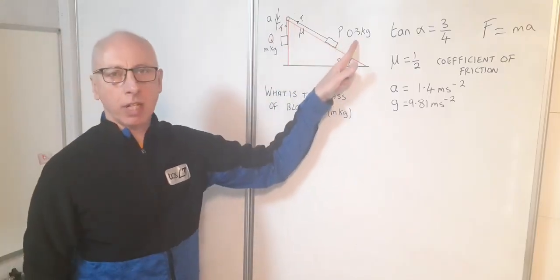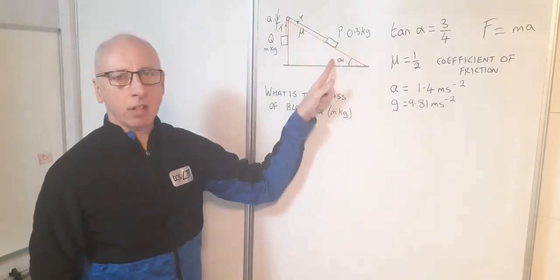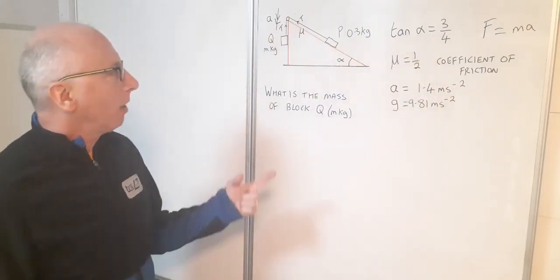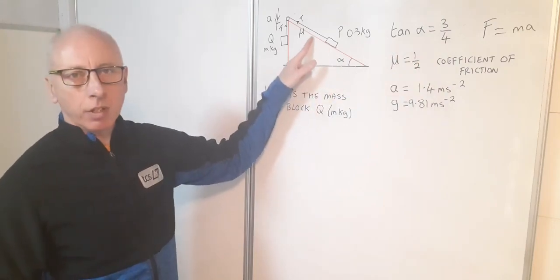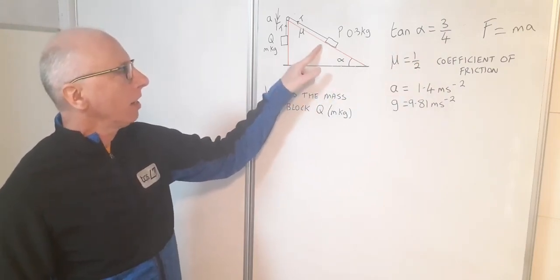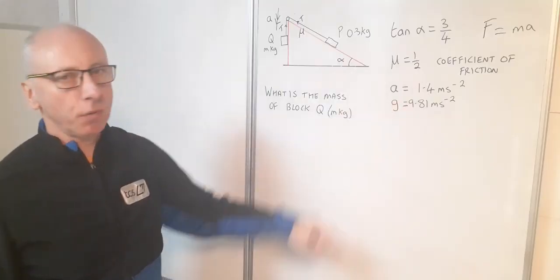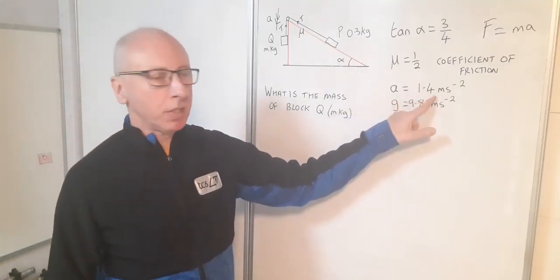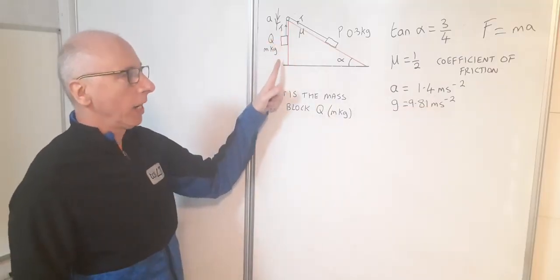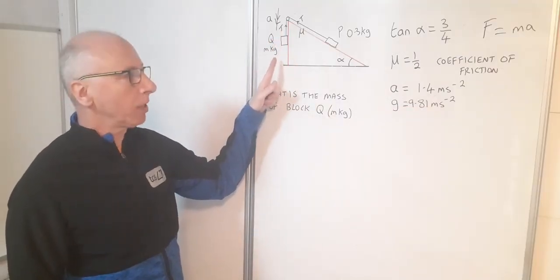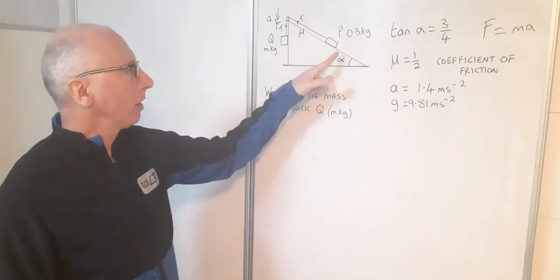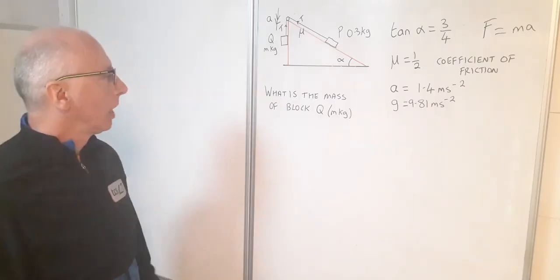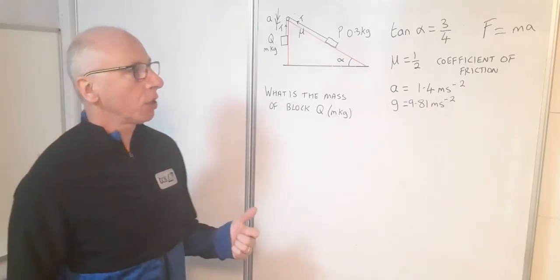This mass here is 0.3 kilograms, and all we're given is this angle here is alpha, and tangent of alpha is 3/4. Now there will be friction along the plane, as on this incline here, that's given as 1/2. That's our coefficient of friction. Now acceleration is also given as 1.4 meters per second squared. So as this is falling, it's falling at the rate of 1.4 meters per second squared, as will be block P going up the plane. And gravitational constant is given as 9.81. So we need to calculate the mass of block Q.